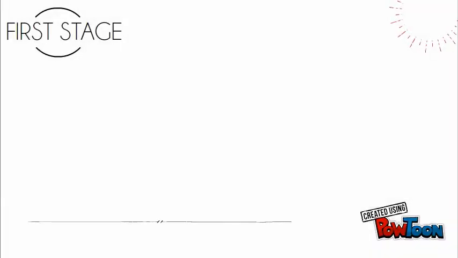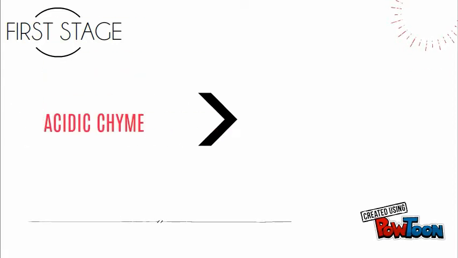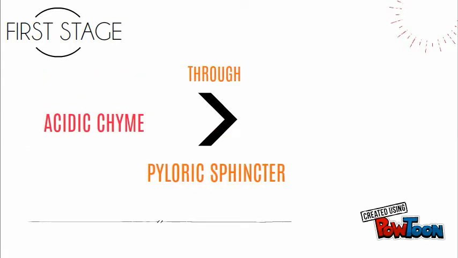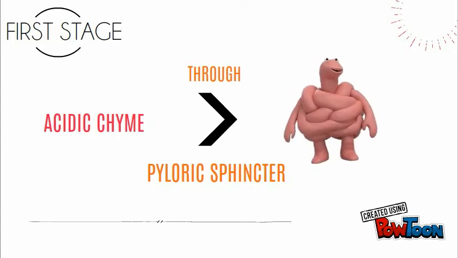All of the three end products will be emptied in an acidic chyme through the pyloric sphincter into the small intestine.